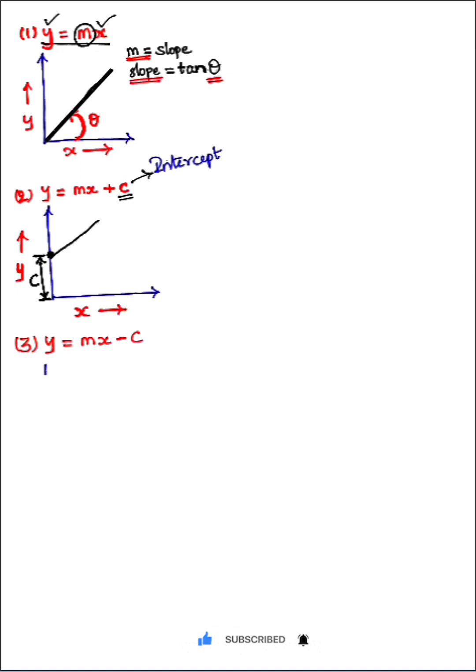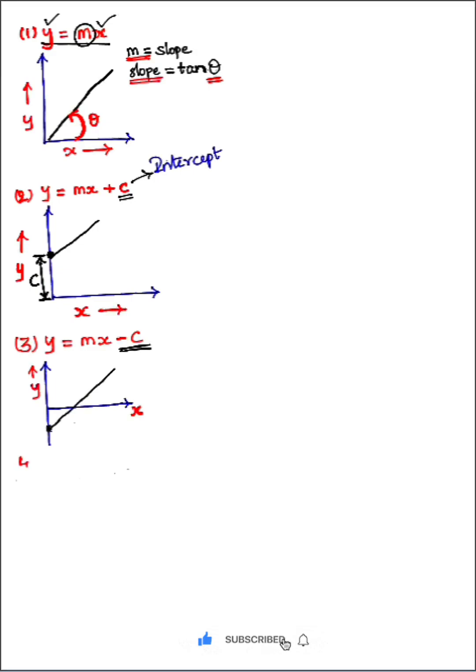Similarly, now I'll talk about y equals mx minus c. What would be the nature of the curve for this equation? The nature of the curve will again be a straight line, but the sign of the intercept is negative. So here the intercept c has a negative sign. What does it mean? The straight line won't start from the origin or above the origin, but it is going to start from below the origin.